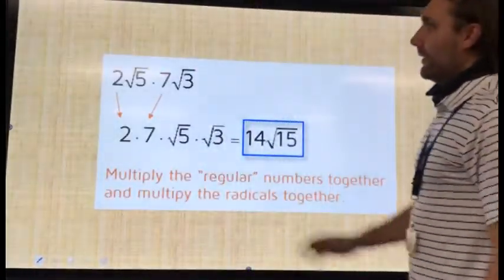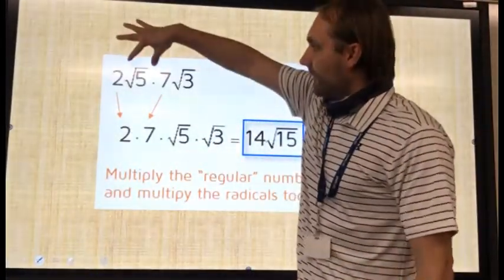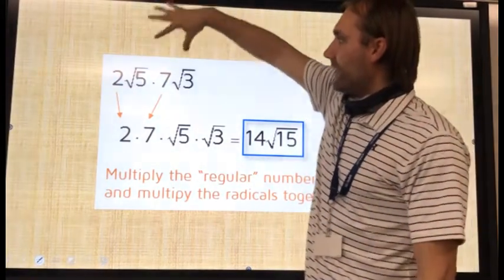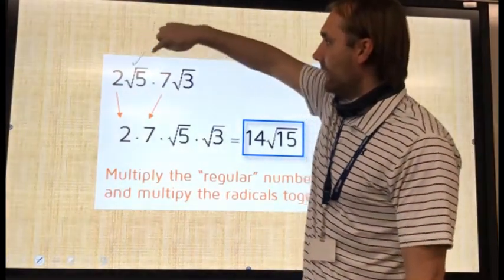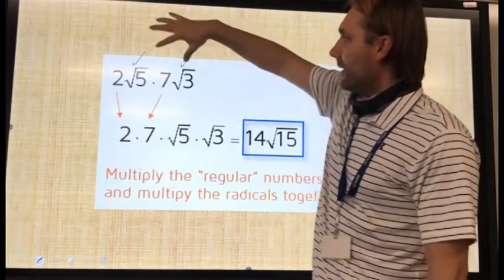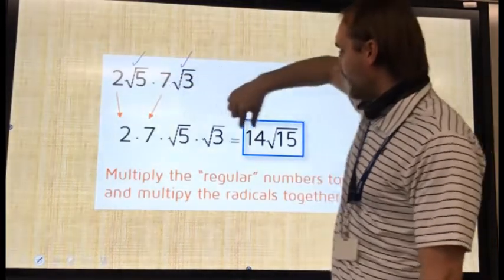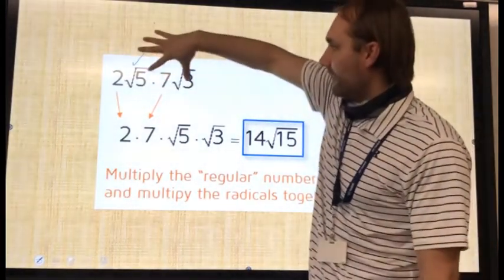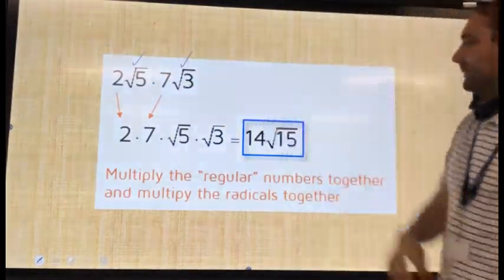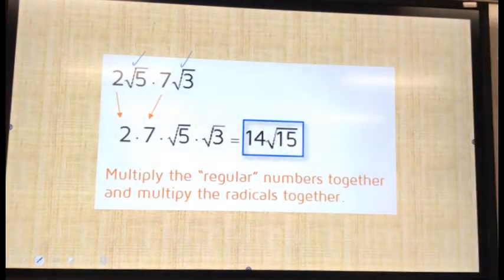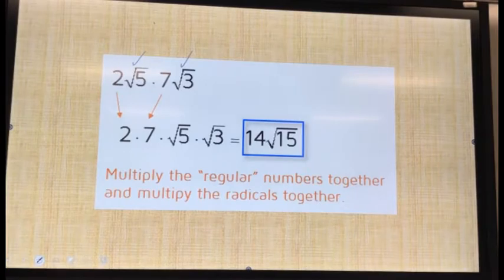Okay, so let's take this example. 2 times square root of 5 times 7 square root of 3. Do they have the same power? Yes, square root, so I'm okay. Now when I multiply, let me look at the numbers on the outside. So 2 times 7 is 14. And then multiply the numbers on the inside. 5 times 3, 15. Fortunately, we didn't have to simplify it, so I'm done. 14 square root of 15.